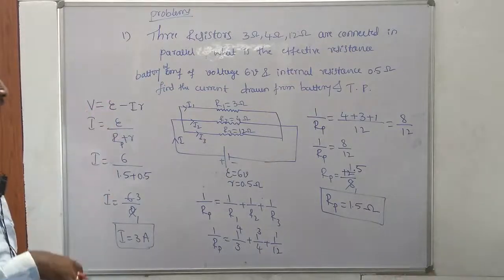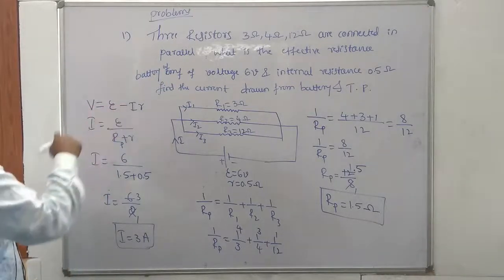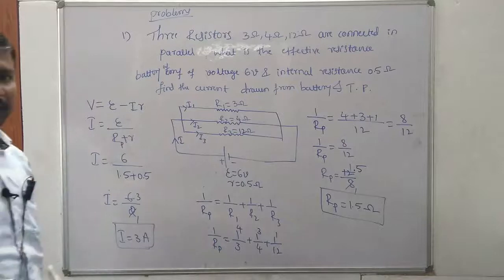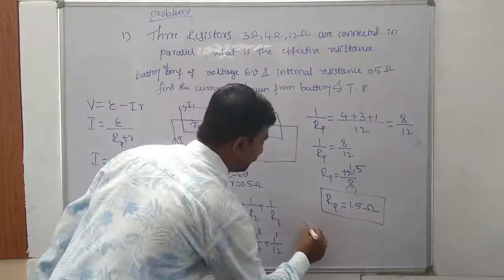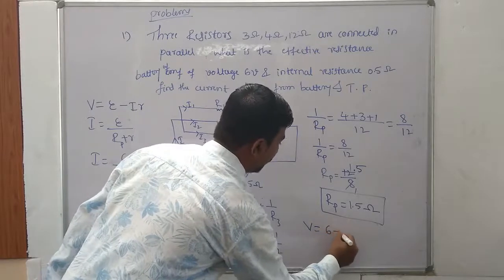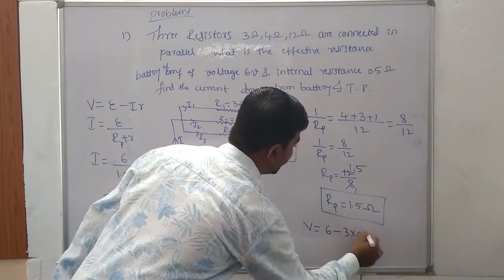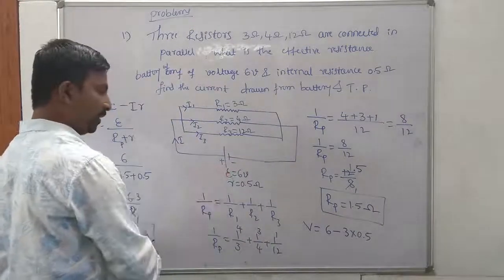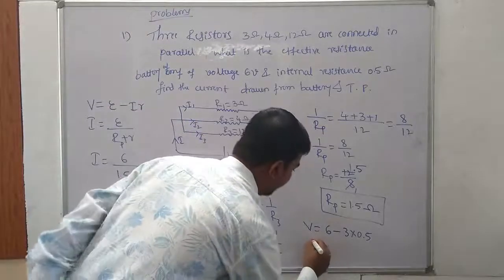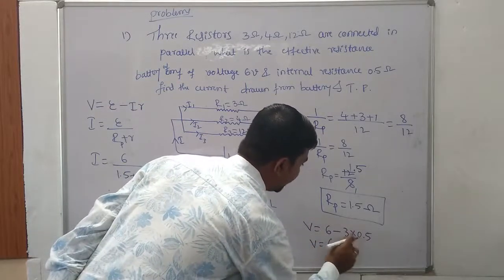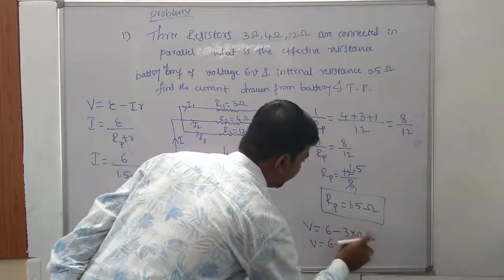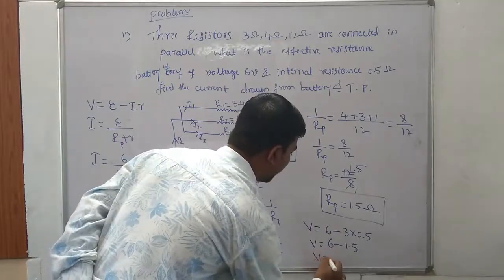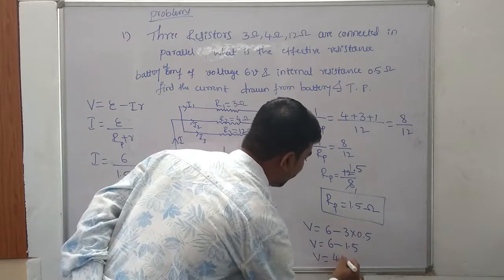Next, we need the terminal potential difference, so V is equal to E minus Ir. EMF is there, current I have found, internal resistance is there, then we can find the terminal potential difference. Therefore V is equal to 6 minus 3 into 0.5. So 6 minus 1.5, therefore terminal potential difference V is equal to 4.5 volt.